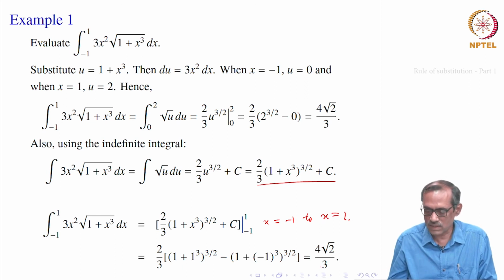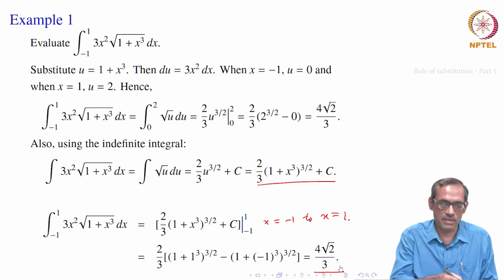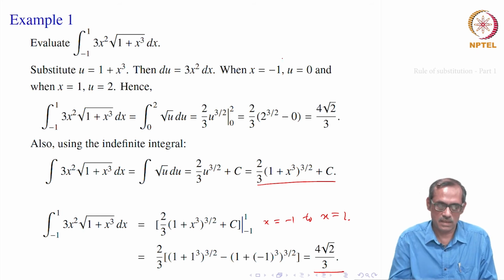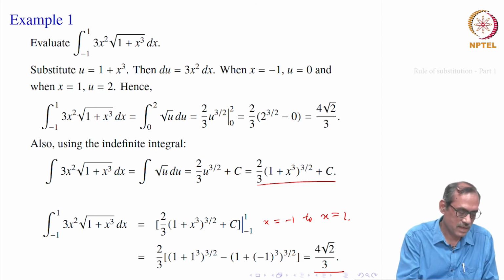So, as we know, it simplifies to 4 root 2 by 3. Either way you can do it: directly, changing the limits for u when x equal to minus 1 gives 0, or find the integral in terms of x and substitute. Okay. So, let us take another example.